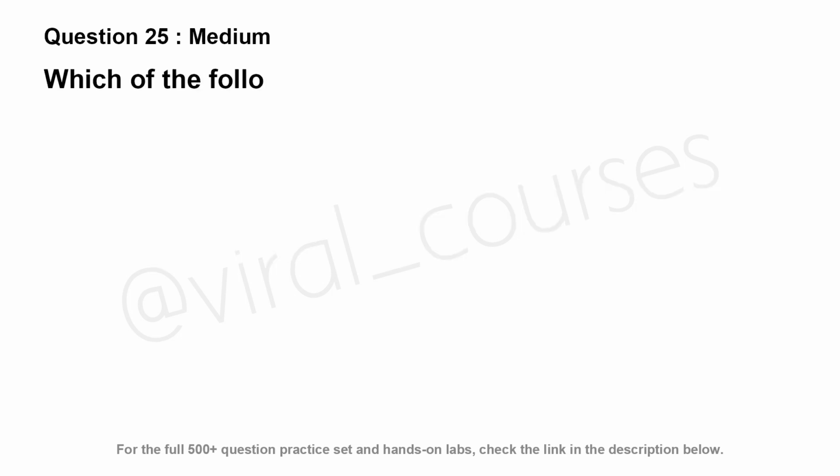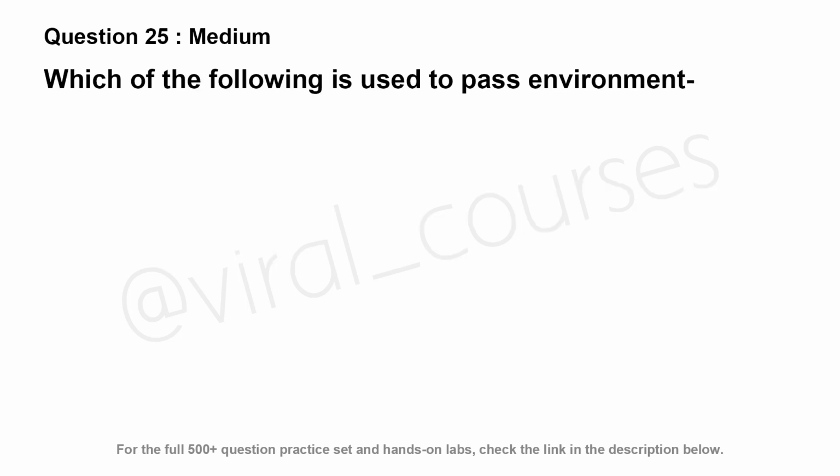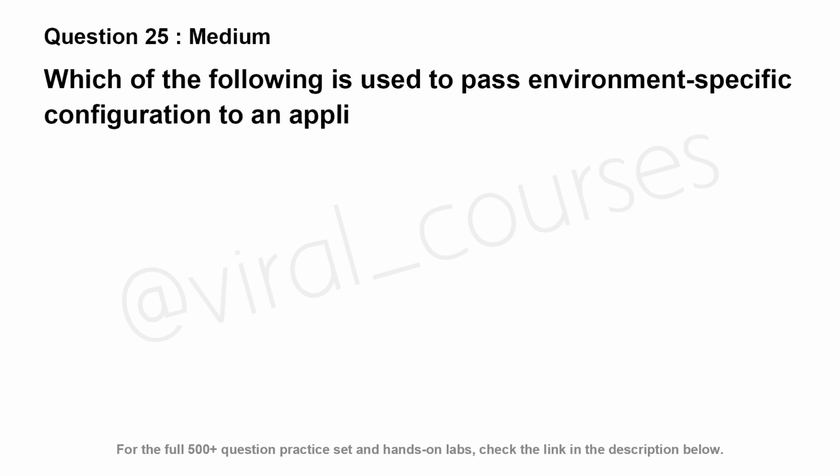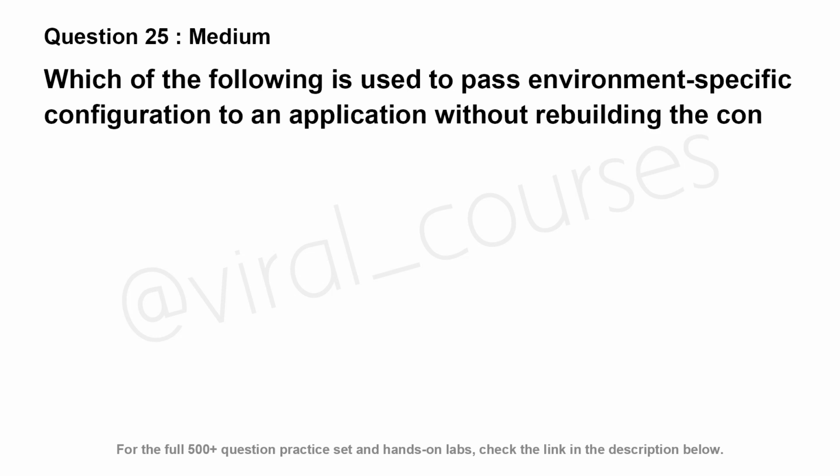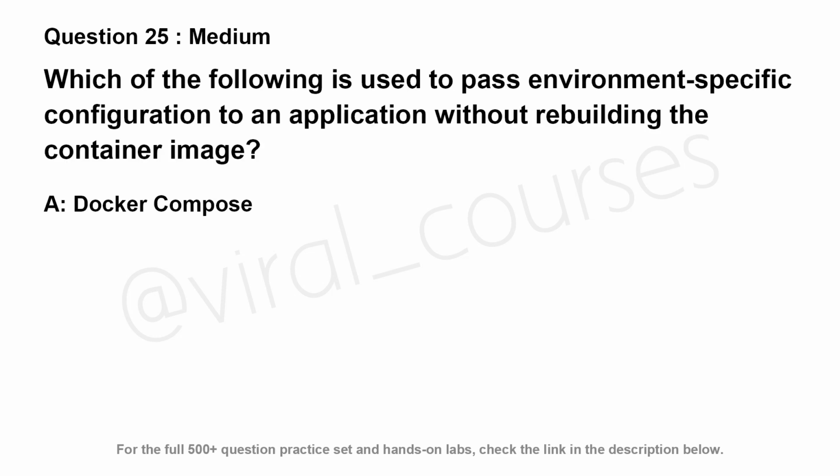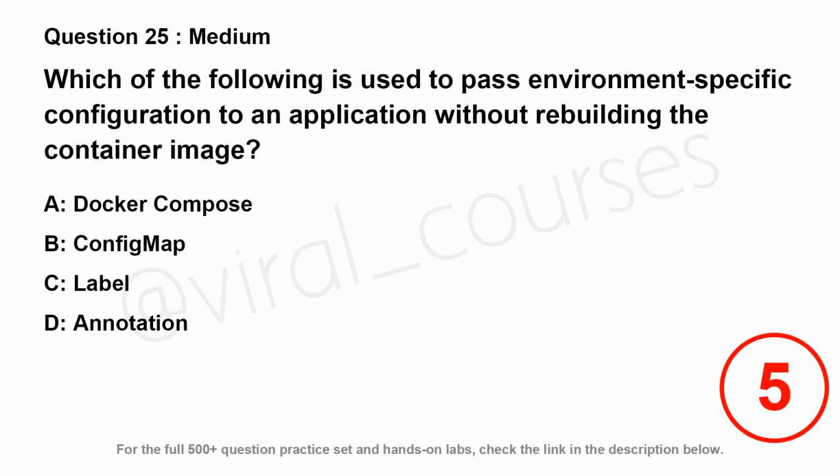Which of the following is used to pass environment-specific configuration to an application without rebuilding the container image? Option A, Docker Compose. Option B, ConfigMap. Option C, Label. Option D, Annotation.